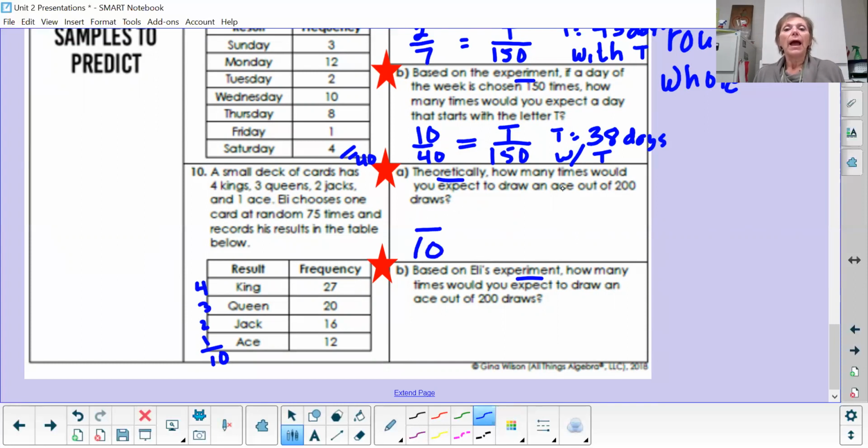Now they want to know, if you drew 1 time, how many times would you draw an ace? And it's 1 because there's only 1 ace card. Now they want to know if you drew out of 200 cards. So I'm going to say 1 times 200. Oh, by the way, I'm going to put an A for ace. So when I finish, that's how many aces you would draw out of 200. Okay, 1 times 200 is 200, and divided by 10 is 20. So I'm going to put 20 aces drawn.